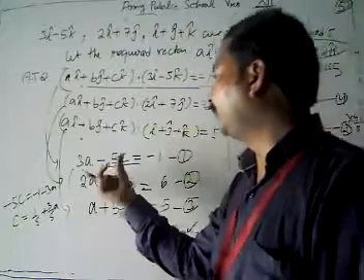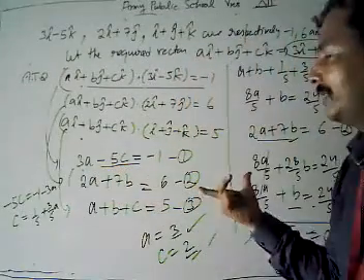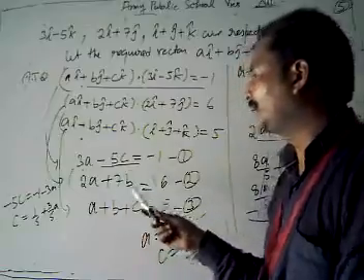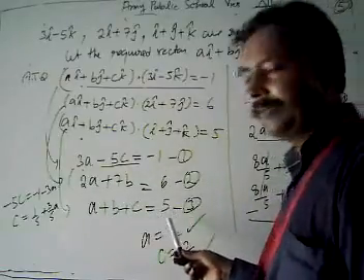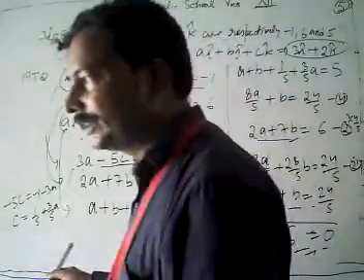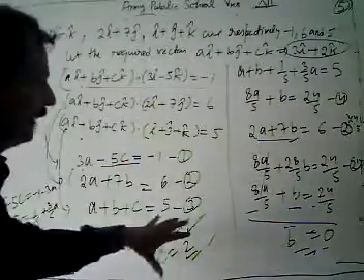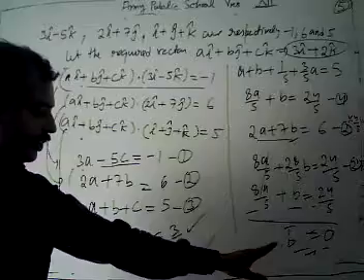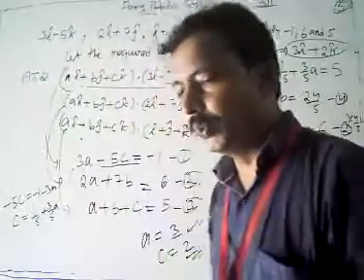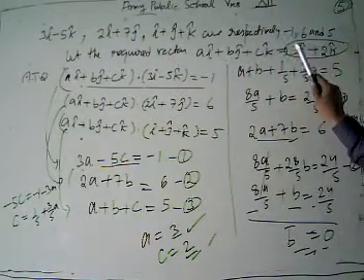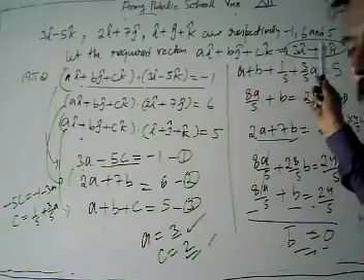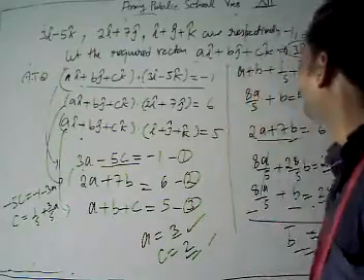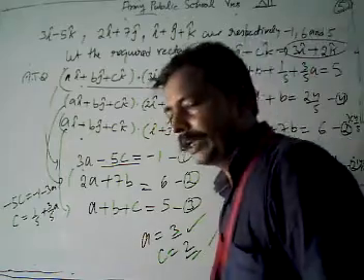Then we find the equations in terms of a, b, c: 3a minus 5c equal to minus 1, 2a plus 7b equal to 6, a plus b plus c equal to 5. After solving these equations, we get a is 3, b is 0 and c is 2. Then we put the values of a, b, c in our required vector. Our required vector is given by 3 i cap plus 2 k cap.